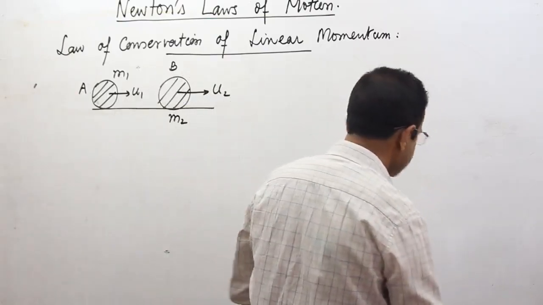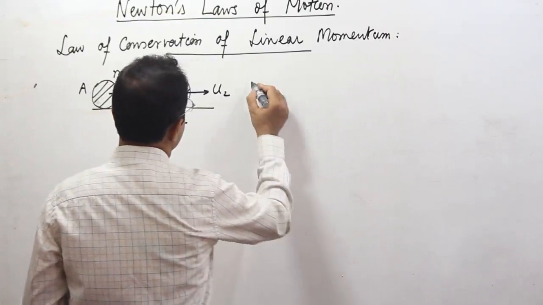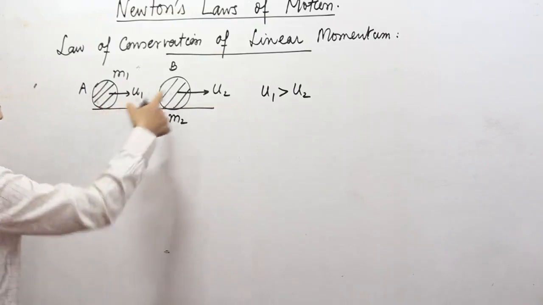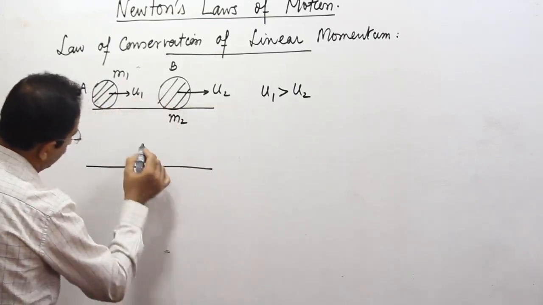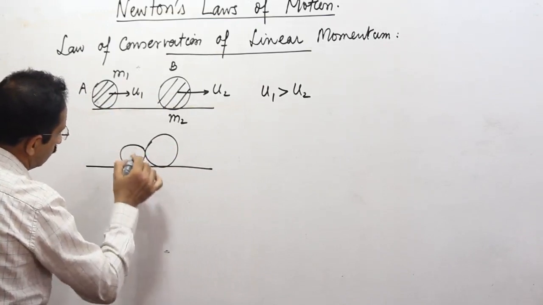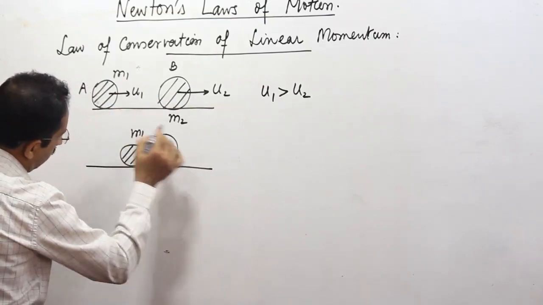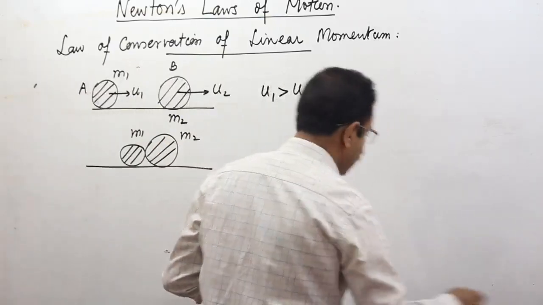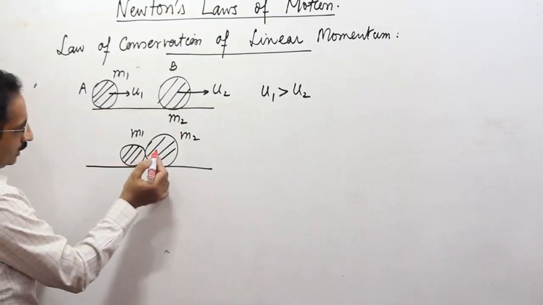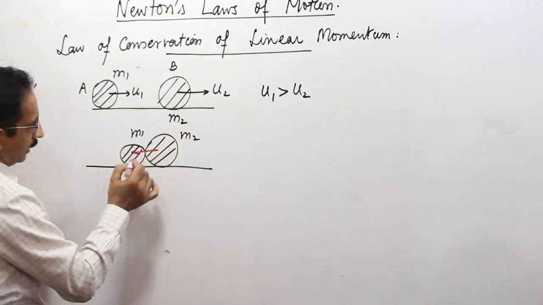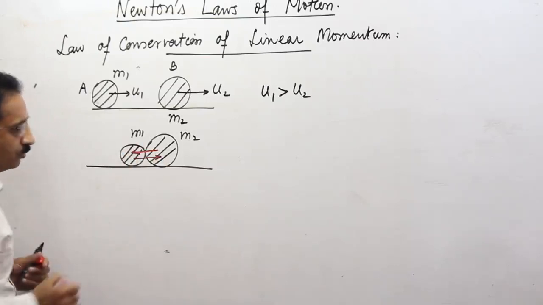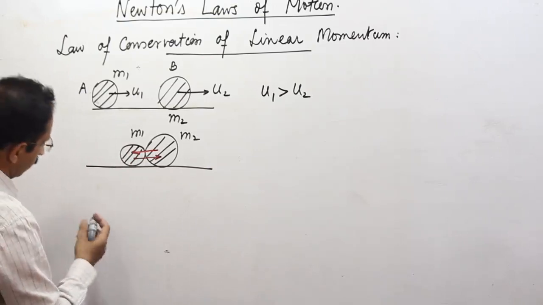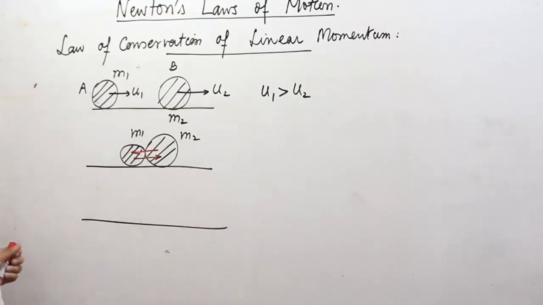Let the velocity u1 be greater than u2, so that this particle comes from behind and collides with m2. Collision would mean that for a short while these two masses, this is m1, this is m2, meet together and exchange some force. What is that force? There is a force acting on m1 due to m2, and a force acting on m2 due to m1. These two forces we will talk about later as the forces of interaction, but they are internal forces.